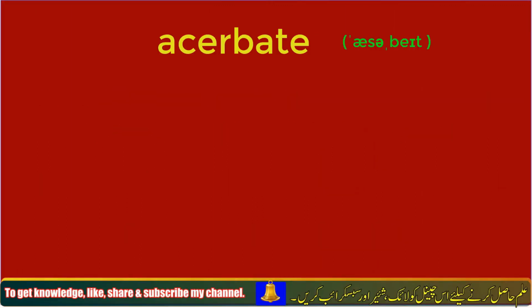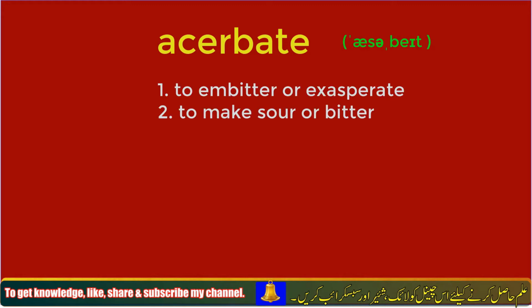Acerbate. One, to embitter or exasperate. Two, to make sour or bitter.